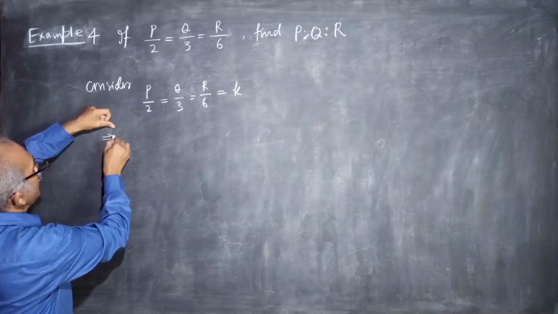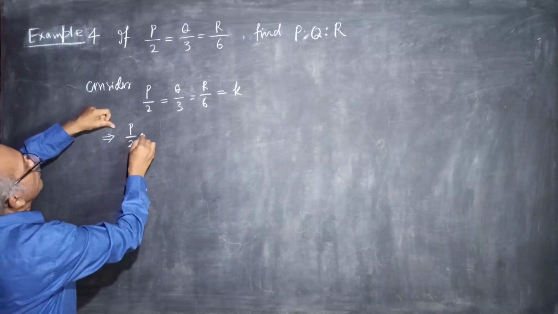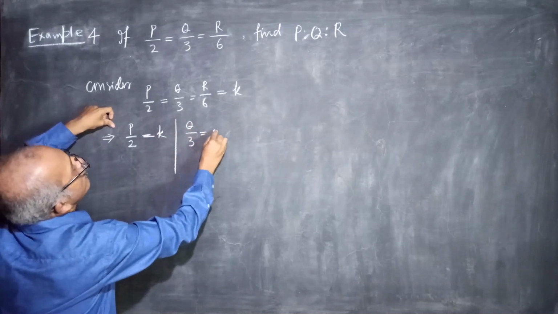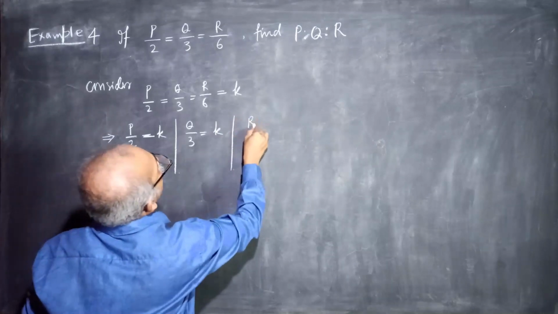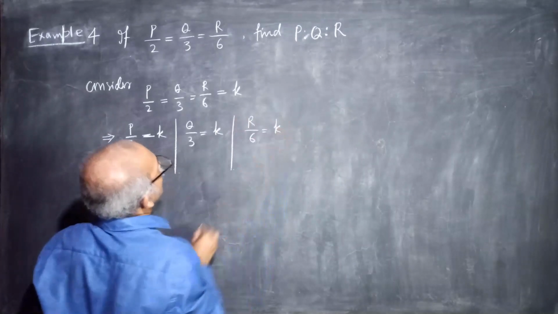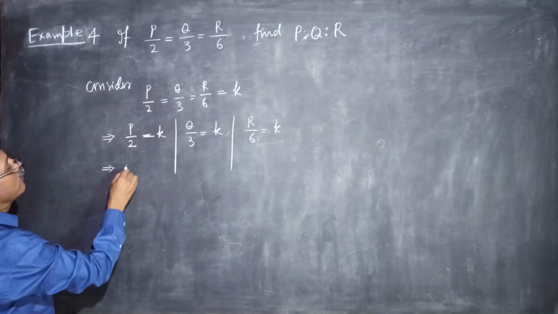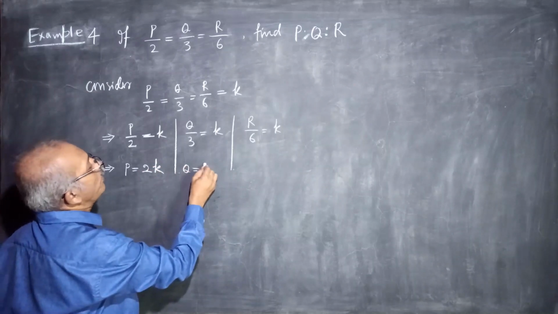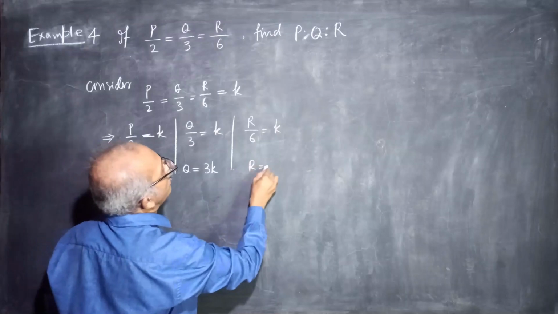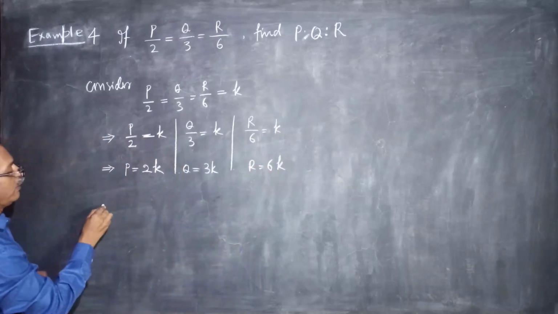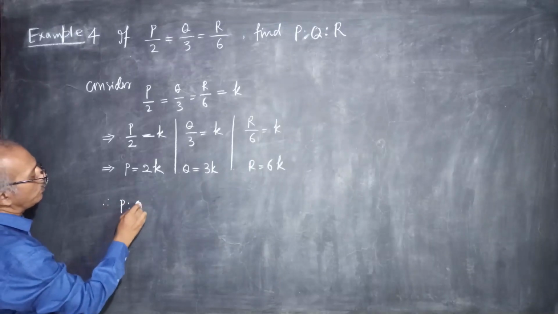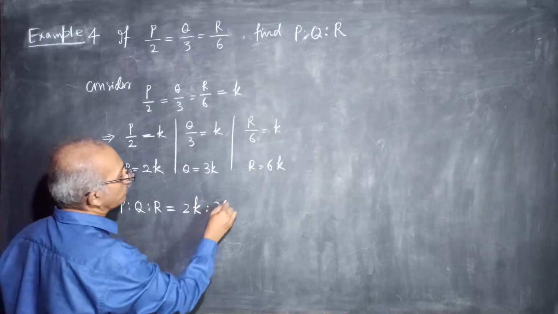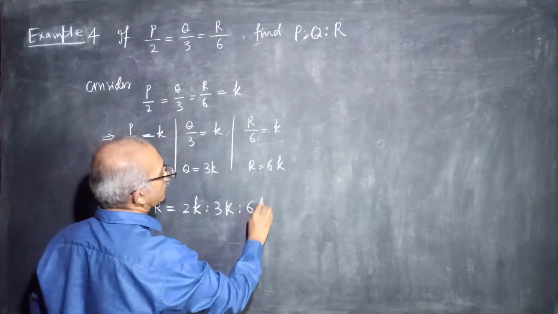This implies P by 2 is equal to K, Q by 3 is equal to K, R by 6 is equal to K. This implies P is equal to 2K, Q is equal to 3K, R is equal to 6K. Therefore, P is to Q is to R is equal to 2K is to 3K is to 6K.